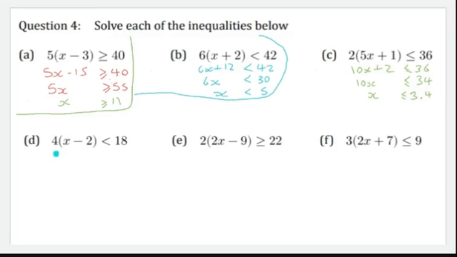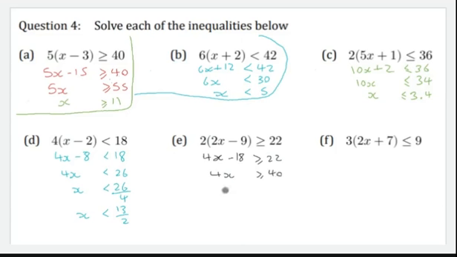Yeah. So expanding, we get 4x minus 8 is less than 18. Adding 8 to both sides gives us 4x is less than 26. X is less than 26 over 4, or is less than 13 over 2. Next one, we have expanding, we get 4x minus 18 is greater than or equal to 22. Adding 18 on both sides, we get 4x is greater than or equal to 40. Then dividing by 4, we get x is greater than or equal to 10.